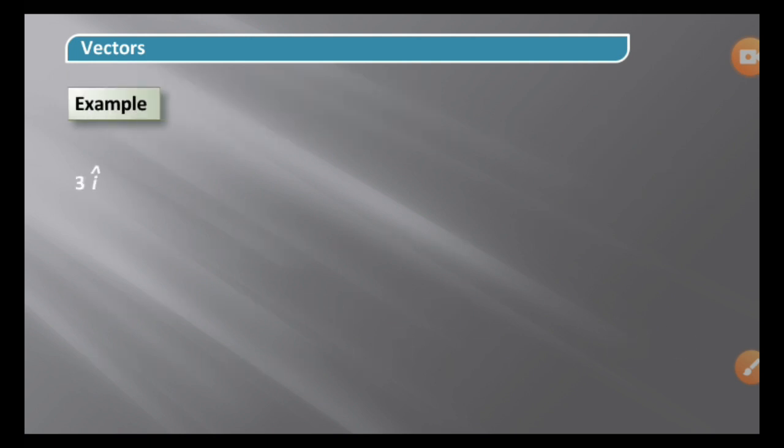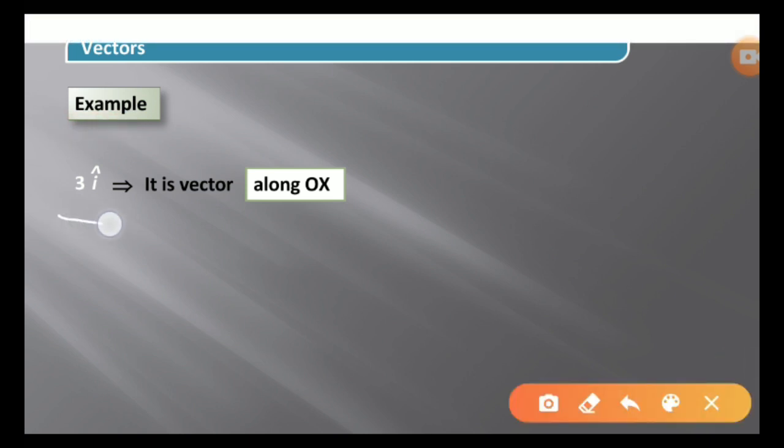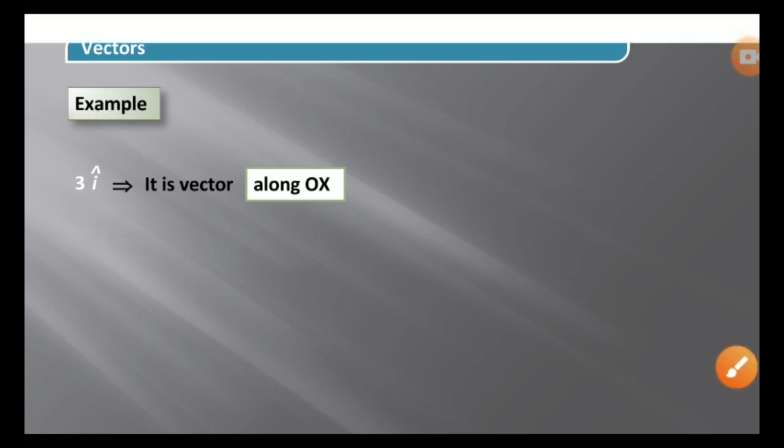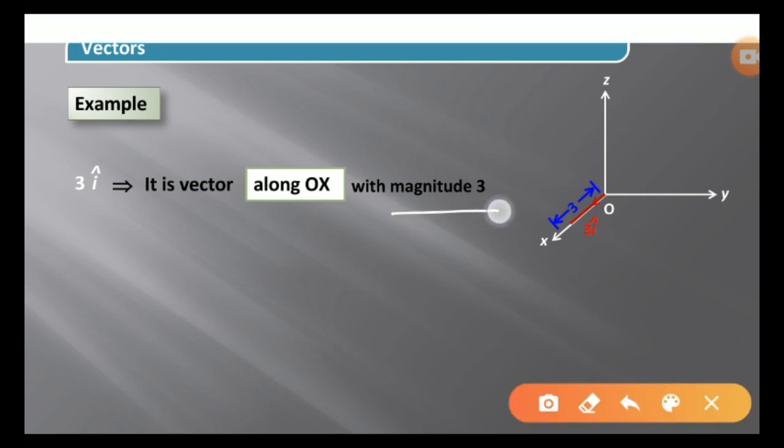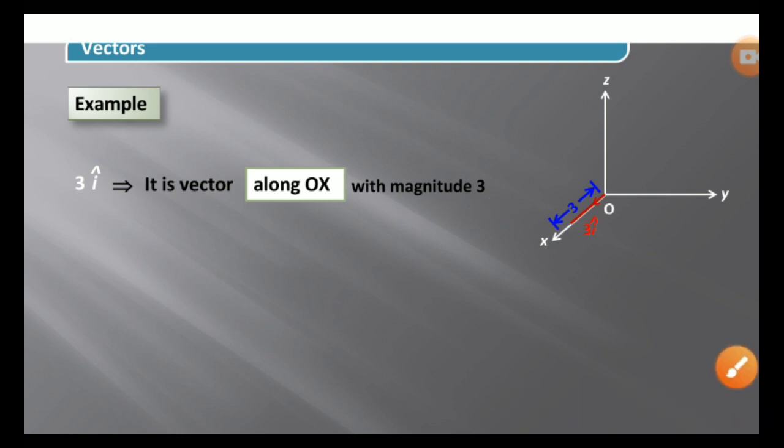Now we will consider some examples. 3i is a vector along OX. OX is the positive x axis, so 3i is positive. Therefore, here we have to consider the positive direction of the x axis. Along that positive direction of the x axis, we have to consider 3 units, because the magnitude of this vector is 3.